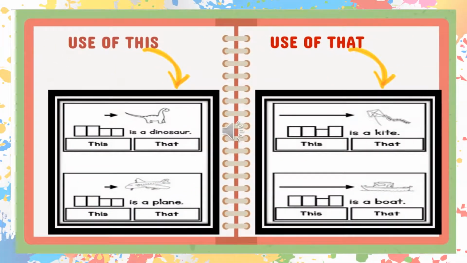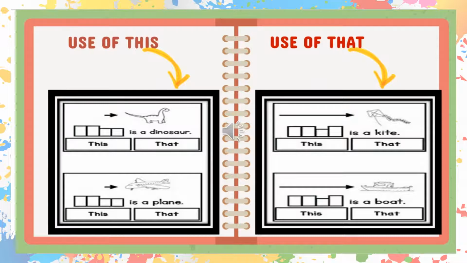Now we will learn the use of this and the use of that. What do you see in the picture? Dash is a dinosaur. Should we use this or that? Here the arrow is small and the dinosaur is very close to it. So we will say, this is a dinosaur.